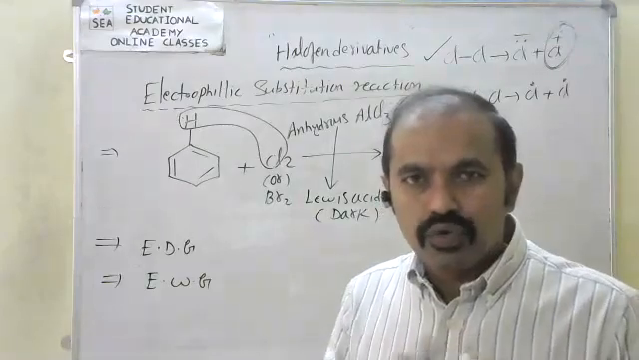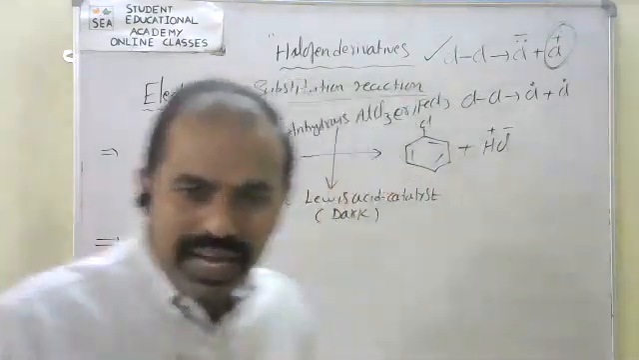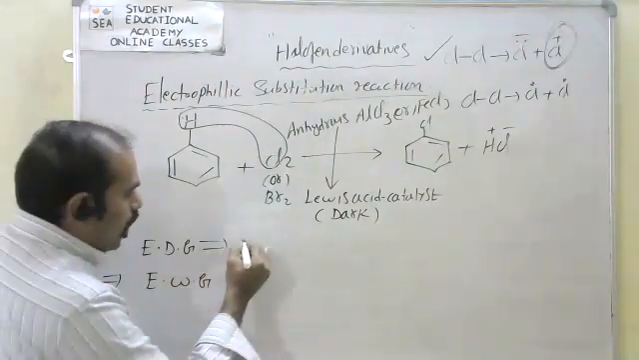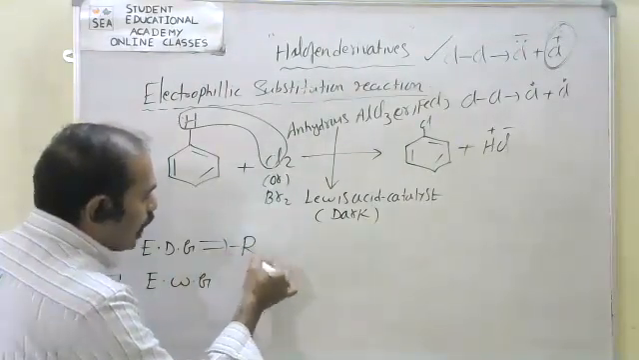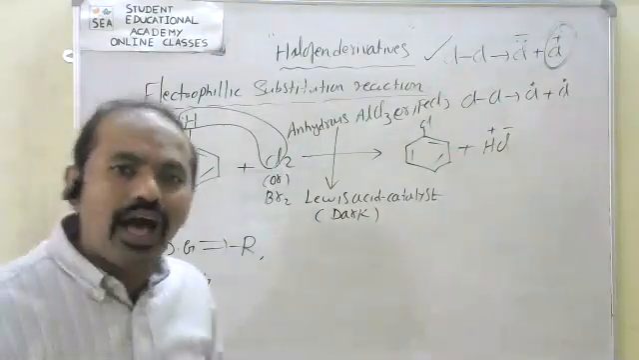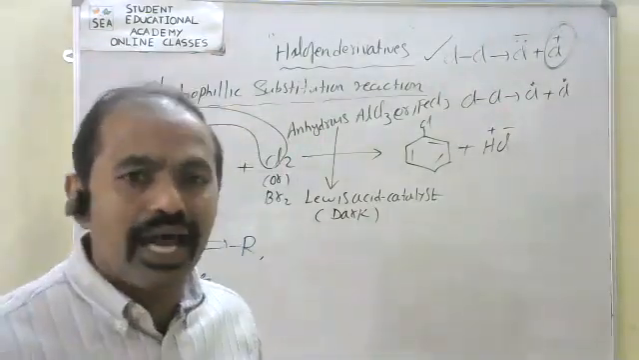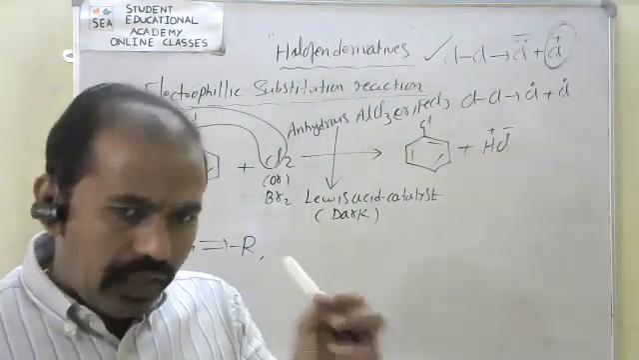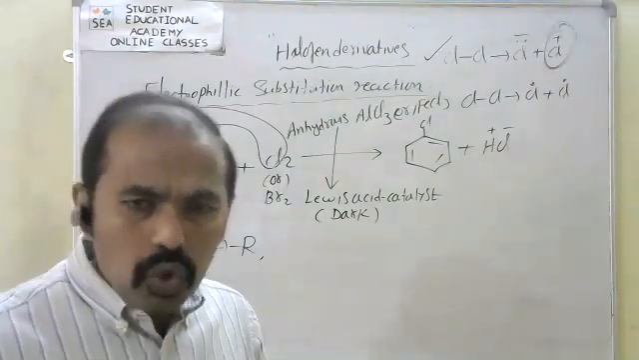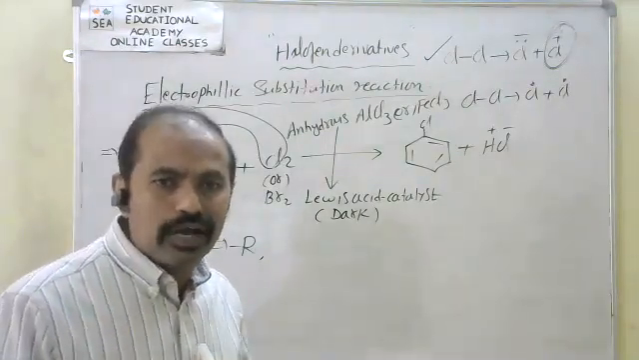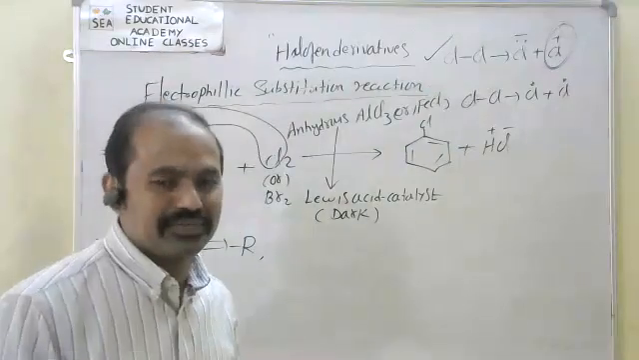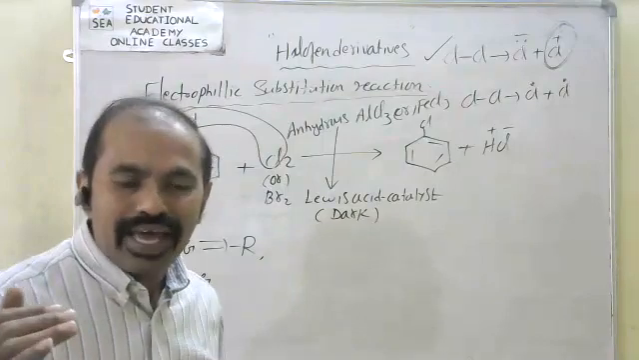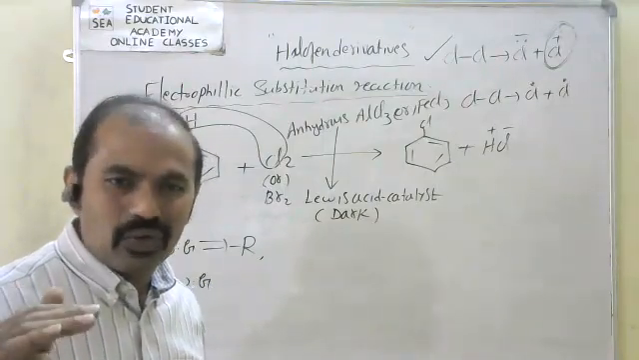In general organic chemistry, two types of groups are present. I will explain that slowly. Electron donating groups: we take alkyl groups, which are nothing but electron donating groups. These are always electron supporters. Otherwise, if a group has a lone pair of electrons present, that type of group also behaves like an electron donating group.